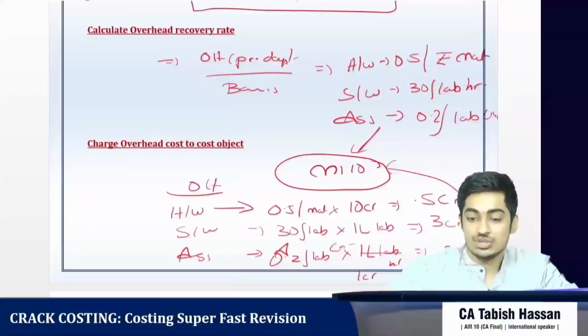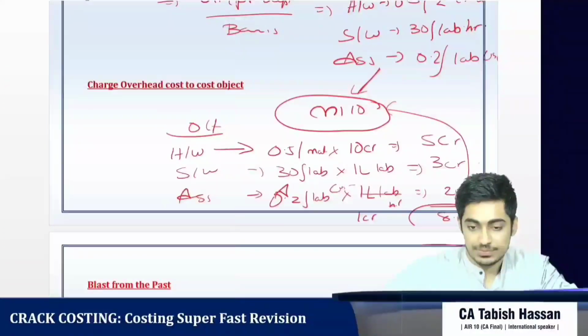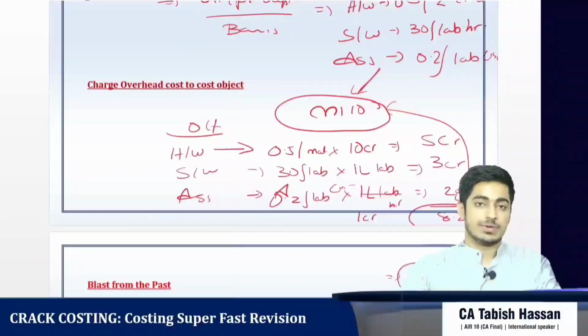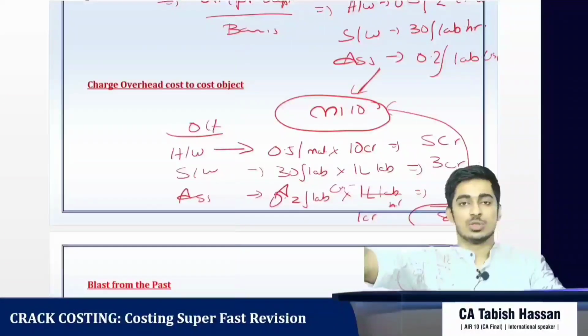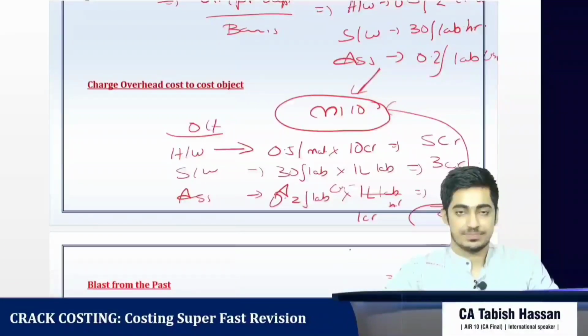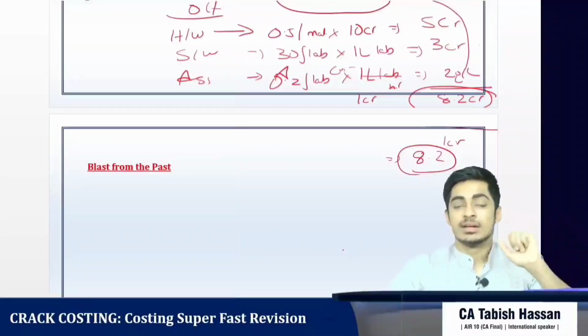Assuming we manufactured 1 crore phones in the year, we get the overhead rate at rupees 8.2 per mobile manufactured. And this we charge to the prime cost, we get the total cost, we add profit, and we get the selling price. So these are the 5 steps for the departmental rate method.